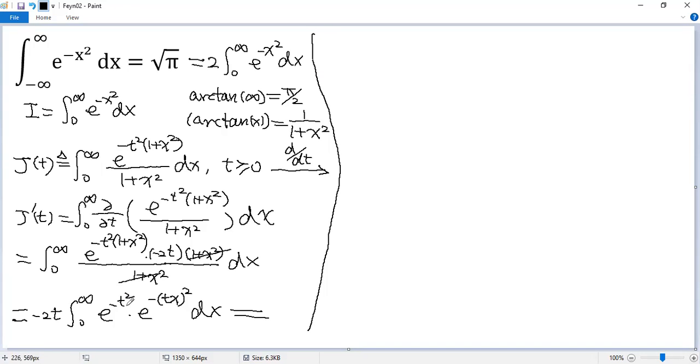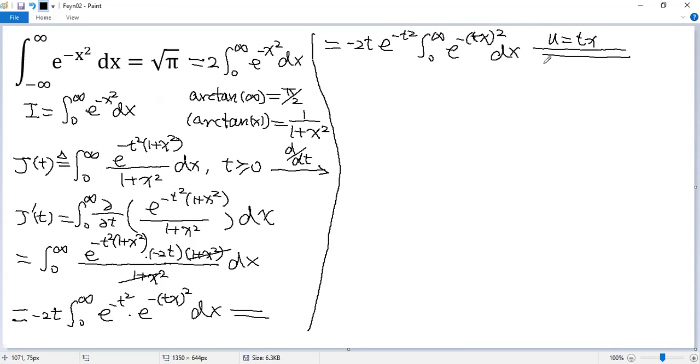Now let's take out this factor too. So we get negative 2t e to the power of negative t squared times the integral from 0 to infinity of e to the power of negative t x squared dx. At this point, let's do a substitution. Let u equal t x. Then you see du equals t times dx, right?